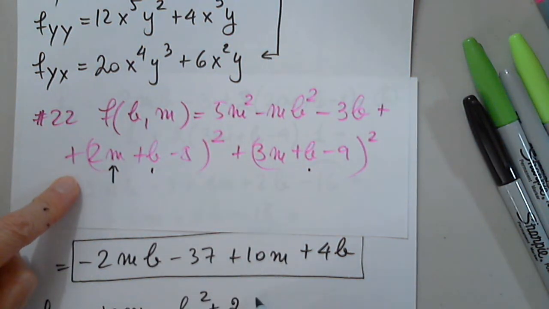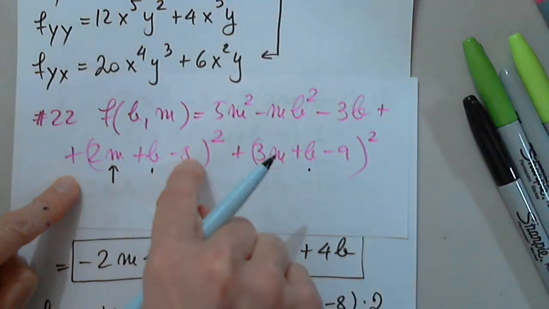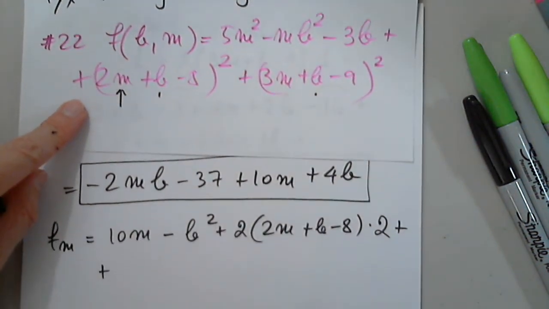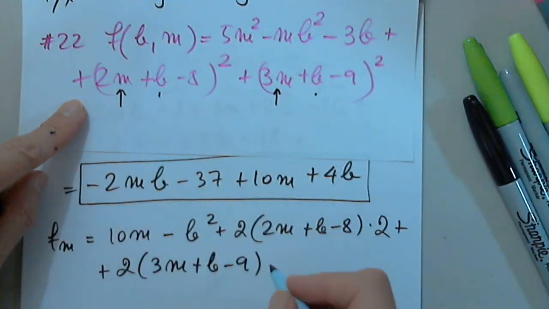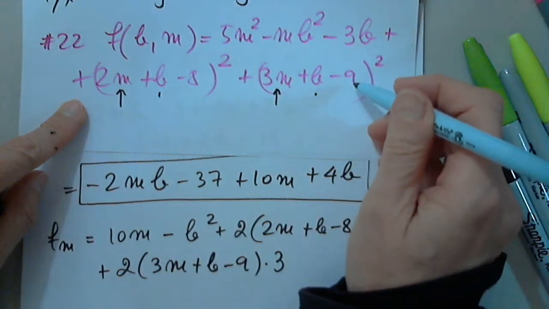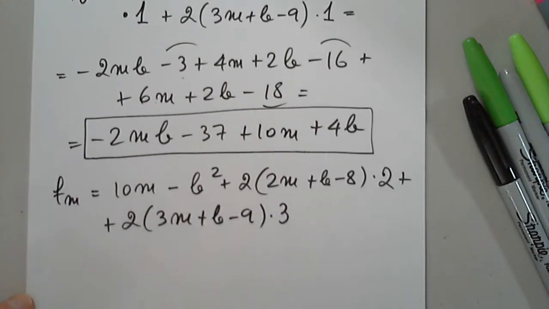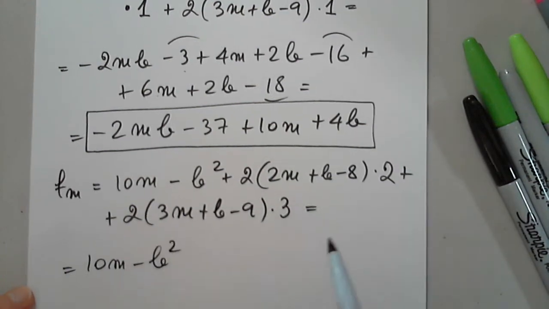So positive 2 times (2m plus b minus 8) times the inner function prime, which is 2 because these are constants, plus 2 times (3m plus b minus 9). When I differentiate the inner function, I get times 3, because this is 0 and this is 0, because I'm differentiating with respect to m now. Okay, so then it's 10m minus b squared.